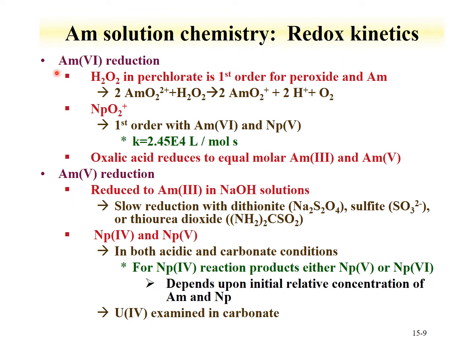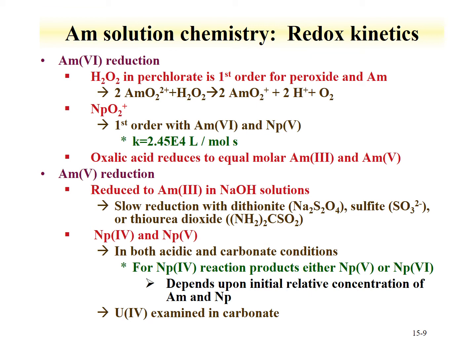Americium-6 reduction can be performed with peroxides. In perchloric acid, it's first order for the peroxide and americium. The reaction is shown here, where you have two of the americium-6 oxidation states reacting with the peroxides. Reactions with neptunium-5 have also been observed, and it's first order with the americium-6 and the neptunium-5. So in this case, one would reduce the americium from the 6 to the 5 and oxidize the neptunium from the 5 to the 6.